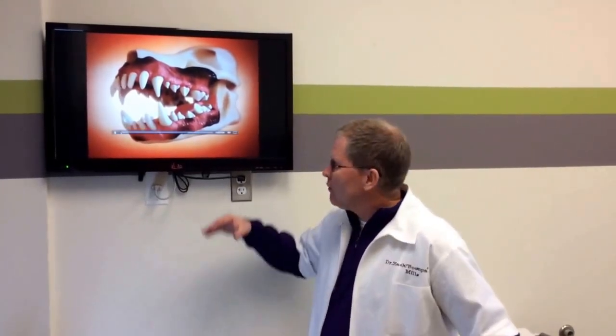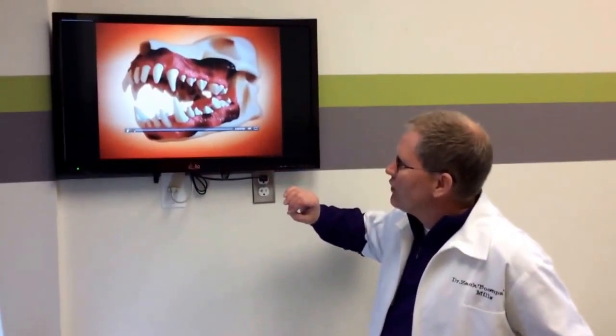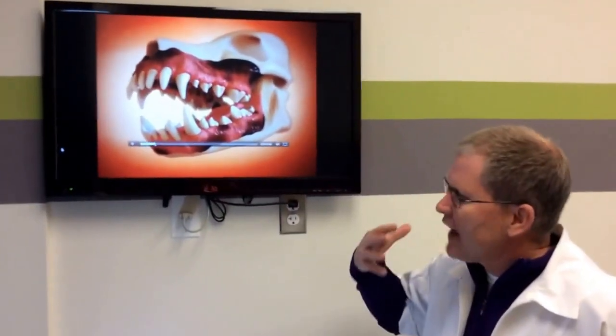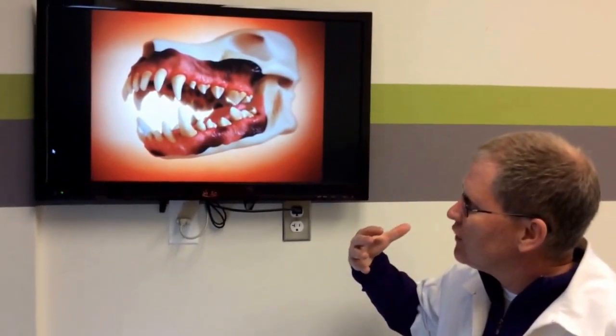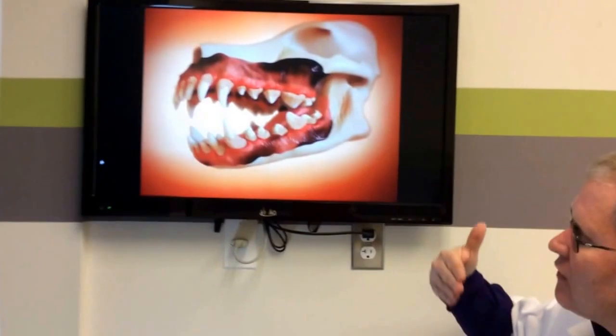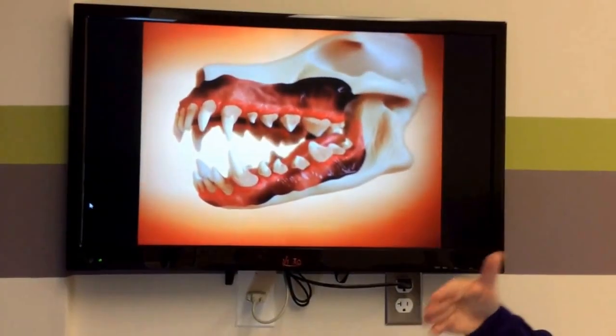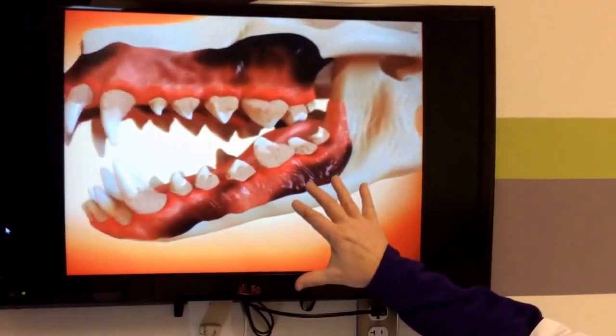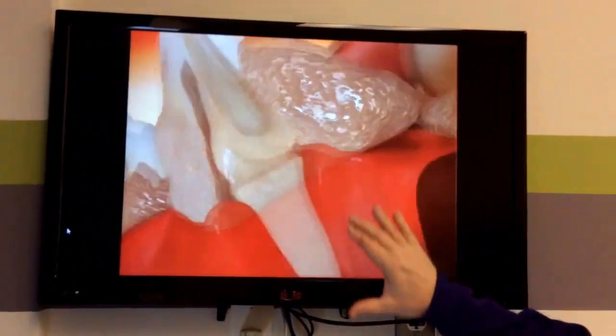If we look up here, we have a model of a dog's mouth. And just like with you and I, over time you get plaque and bacteria that adhere to the teeth. When this plaque develops a film, calcium builds up on that plaque and causes calculi. That calculi causes the teeth to get roughened and causes irritation right at the gum line.